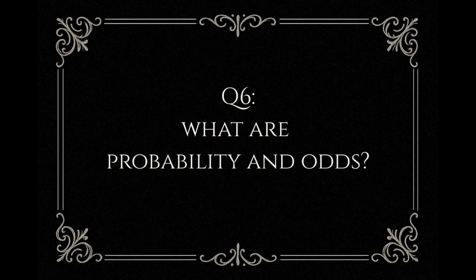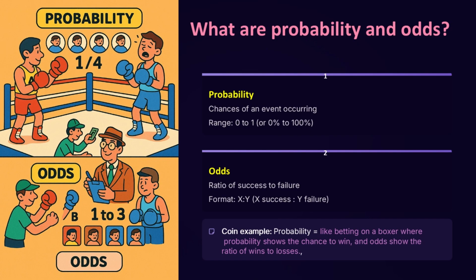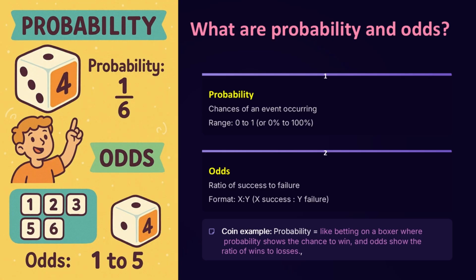What are probability and odds? Probability is the chance of an event happening expressed as a number between 0 and 1, while odds show the ratio of success to failure for that event. To make this idea clearer, a bettor places a bet on boxer A. The probability of boxer A winning is 1 out of 4 because there is one chance to win out of 4 total outcomes. The bookie sets the odds as 1 to 3, meaning for every 1 win, boxer A is expected to lose 3 times. Probability shows the chance of winning, while odds compare wins versus losses to guide the bet.